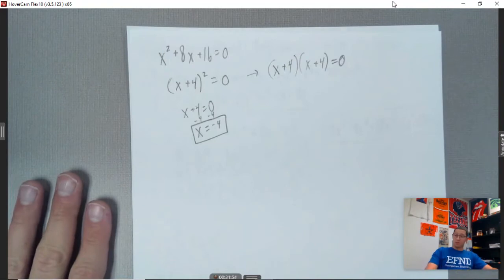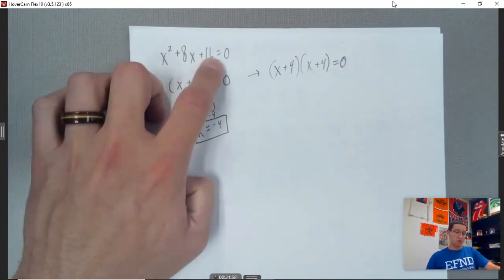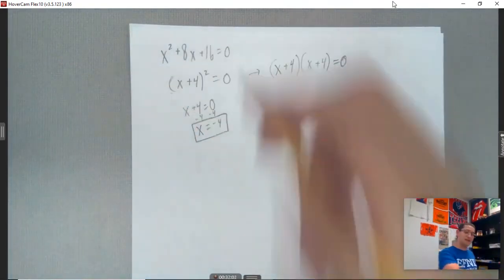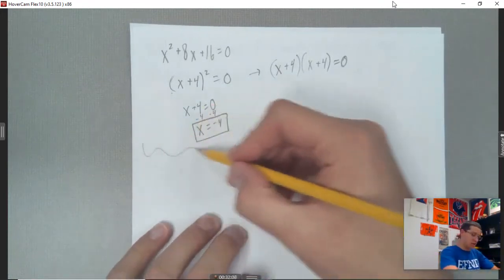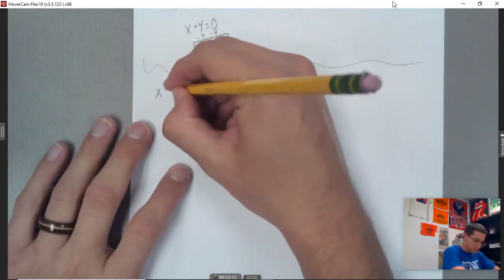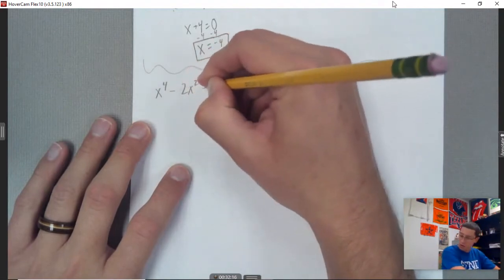So that's a perfect square trinomial. We used the perfect square factoring to get x plus 4 quantity squared. Maybe a little bit of a tougher example. Let's look at this one: x to the 4th minus 2x squared plus 1.